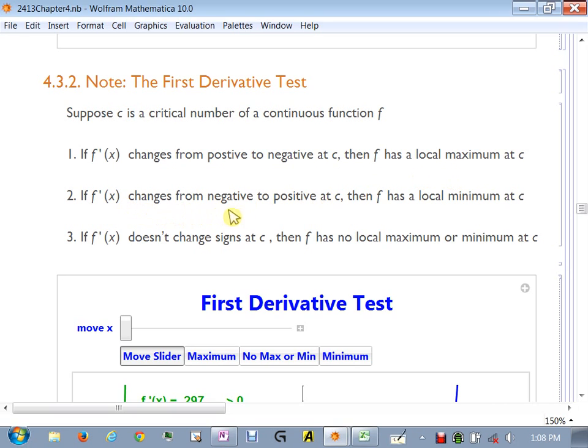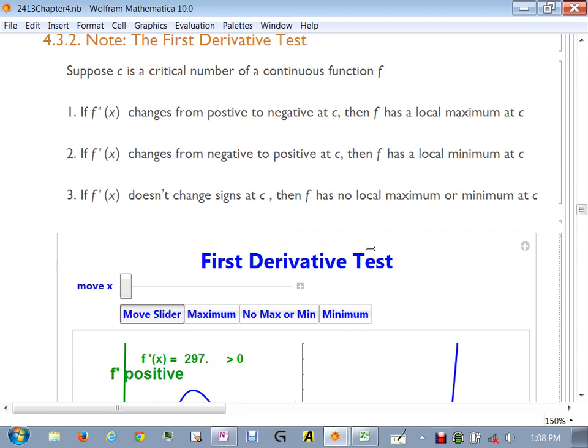If the derivative changes from negative to positive at that point, then it's a local minimum. If the derivative does not change signs, that means it goes positive to positive or negative to negative, then it's not a local max or a local min. So here's a picture.